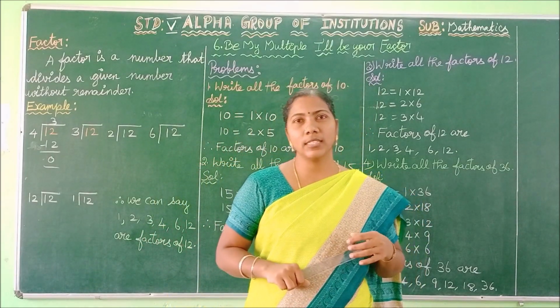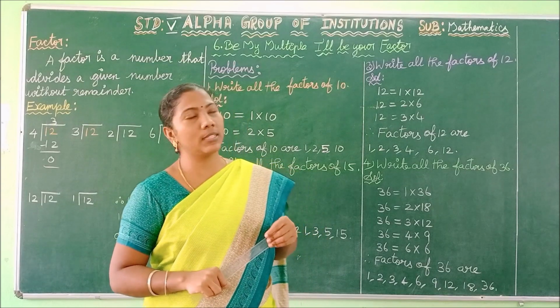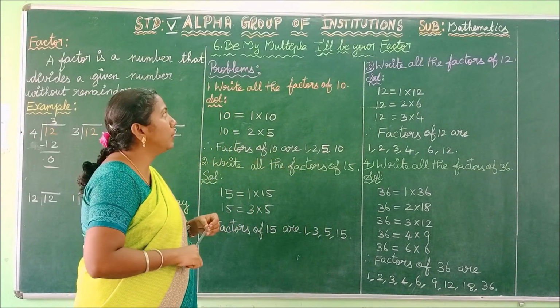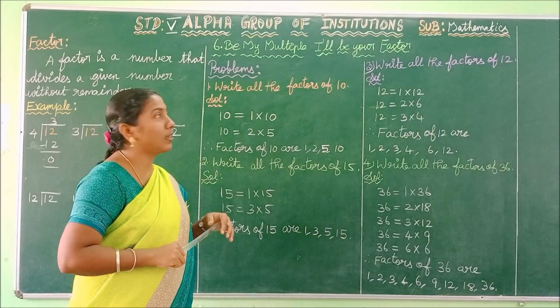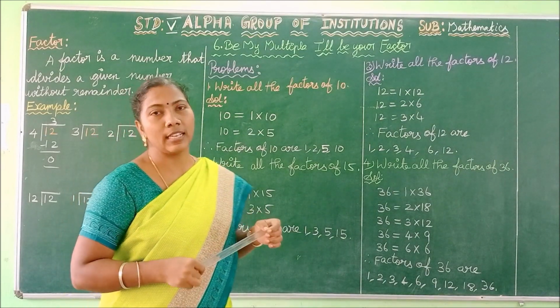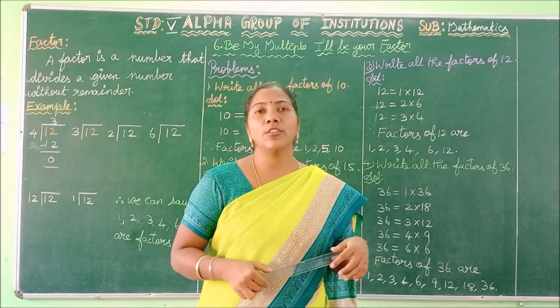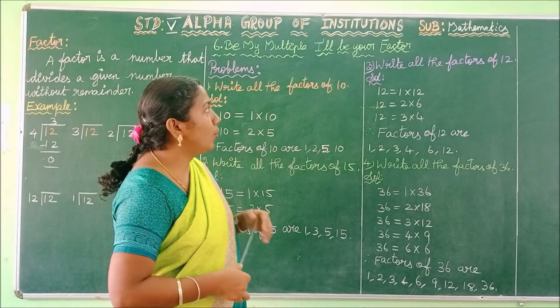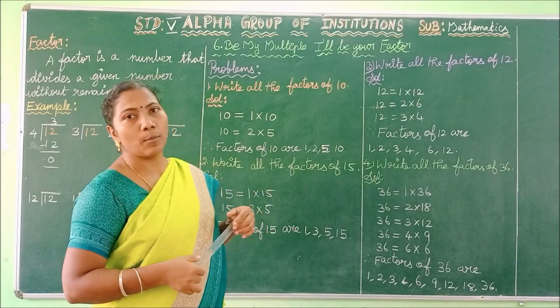Which chapter are we discussing? We are discussing chapter 6, and the name of the chapter is "Be My Multiple, I Will Be Your Factor." In the last section, we discussed multiples elaborately. Now, in today's class, we are going to discuss factors.